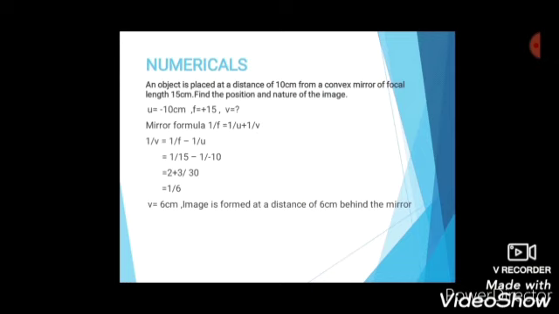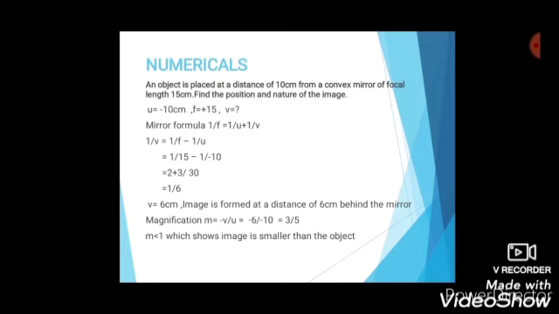Now they also asked you to find the nature of the image. To find the nature of the image, I use the concept of magnification. Magnification M is given by minus V by U, right? Minus V is nothing but minus 6, and then U is nothing but minus 10. From that I get M is equal to 3 by 5.